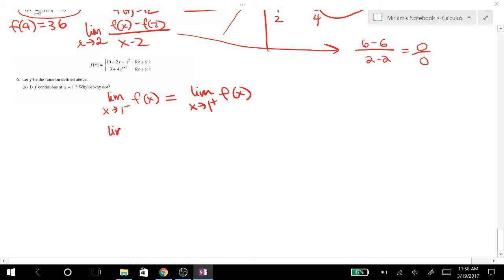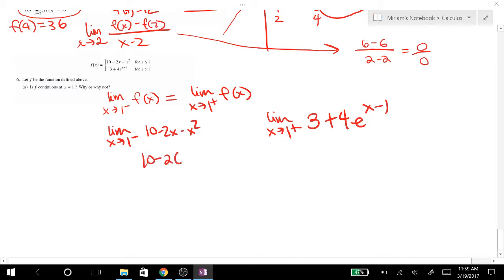Okay, so limit as x approaches 1 from the left, 10 minus 2x minus x squared. And then I'm going to do limit as x approaches 1 from the right of 3 plus 4e to the x minus 1. Plug in 10 minus 2 times 1 minus 1 squared. 3 plus 4e to the 1 minus 1. 10 minus 2 minus 1 is 7. So this guy becomes a 1. 3 plus 4 equals 7. Are they equal? Yes, they're equal.